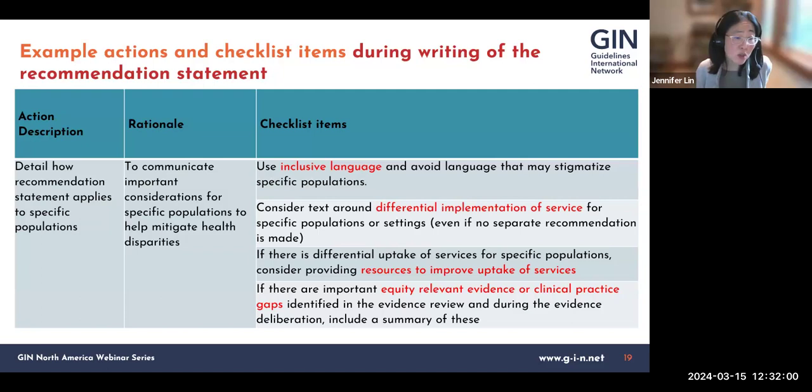One example from the task force is not necessarily providing it within the recommendation statement, but pointing to other groups, for example, the Community Guide at the CDC, who offer evidence-based resources that may be effective. So either provide that within the recommendation statement itself, or refer to others that have those resources or guidance. And then if there are equity-relevant evidence or clinical practice gaps, those should be articulated by guideline groups. And Iris is going to speak a little bit more on a task force example about developing equity-related evidence gaps.